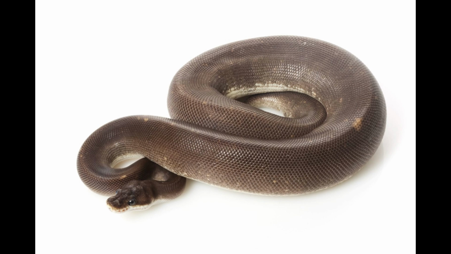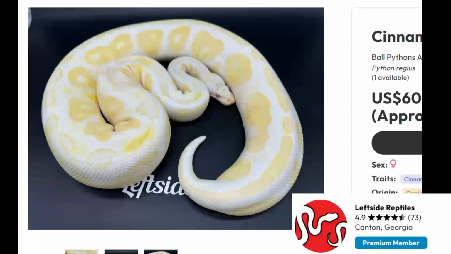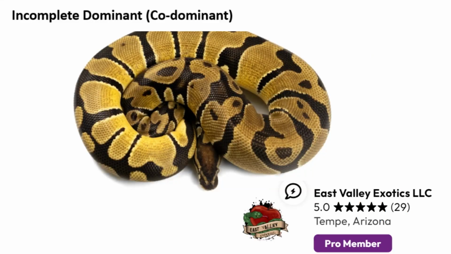And now, onto where I think cinnamon is actually best in combinations, in my humble opinion, is in cinnamon albino combination morphs. This is a cinnamon albino produced by Left Side Reptiles out of Georgia, and it's just a really nice morph. It darkens and gives contrast to albino morphs, and if I was going to do any albino project, I would like to get either acid cinnamon or leopard or blackhead or some kind of dark morph in there to give contrast to it.